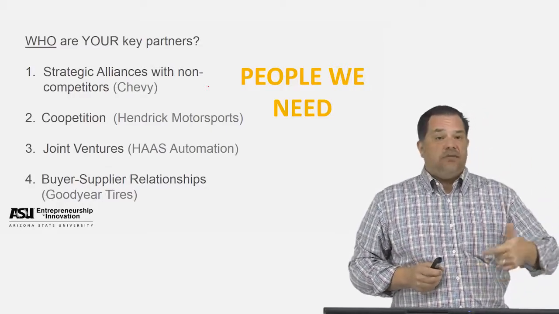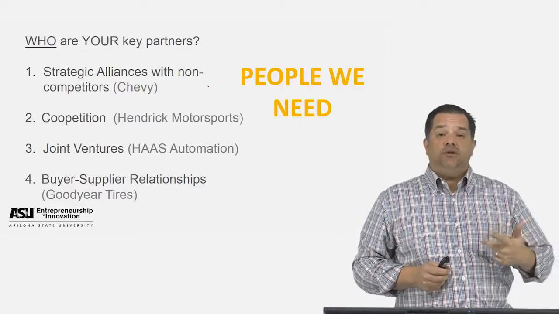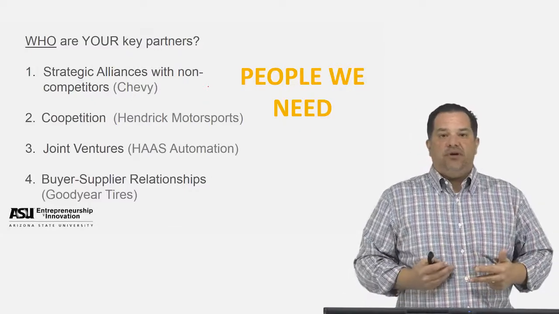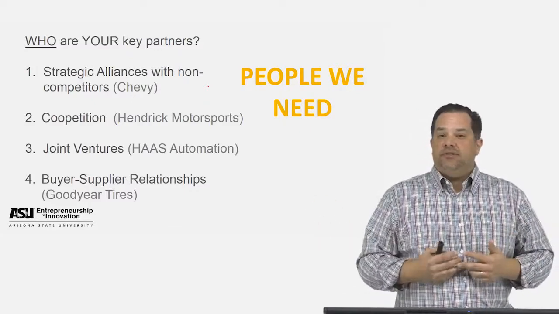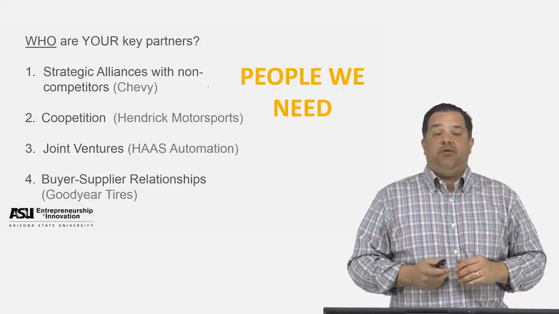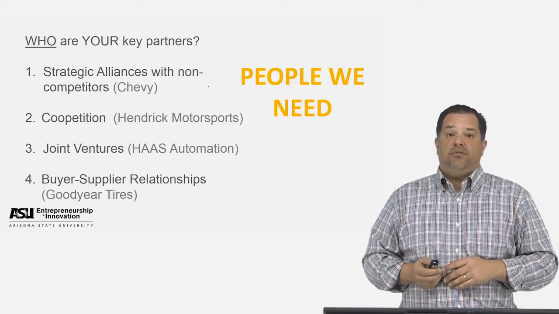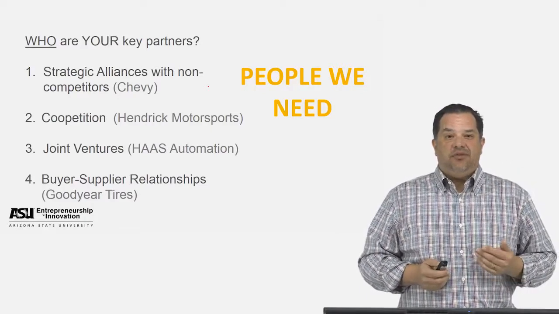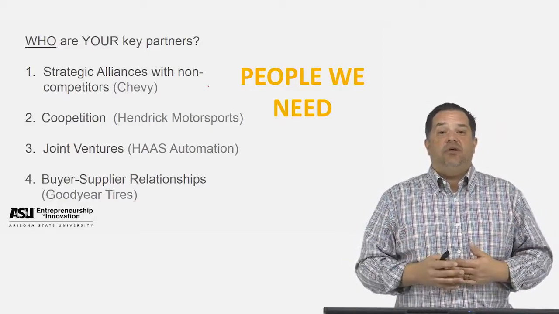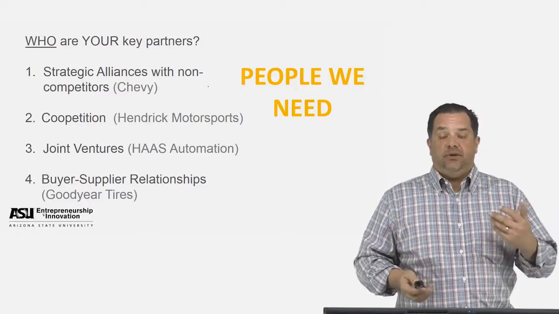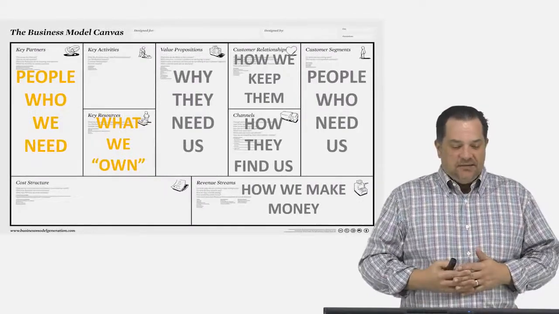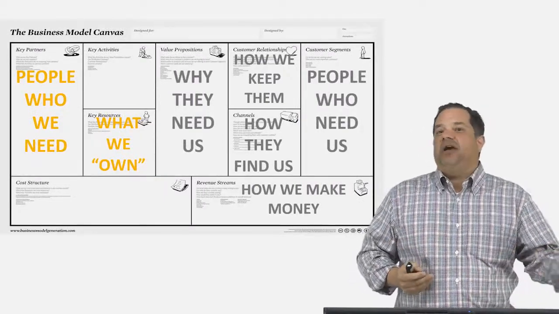By buying cars from Chevy, by buying engines from Hendrick Motorsports, by having joint ventures or cooperative companies that are also under the same parent company that provide us some of the tools and parts that we need, and even a buyer-supplier relationship that helps us with getting other supplies for our business. So what we talk about with key partners, these are all people that we need, that we depend on to deliver our product.